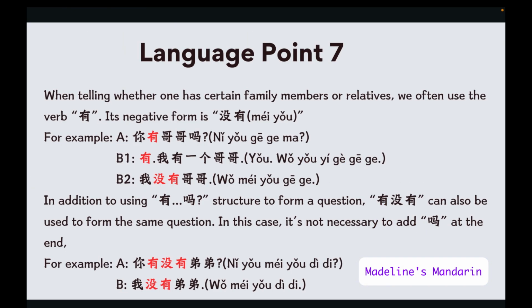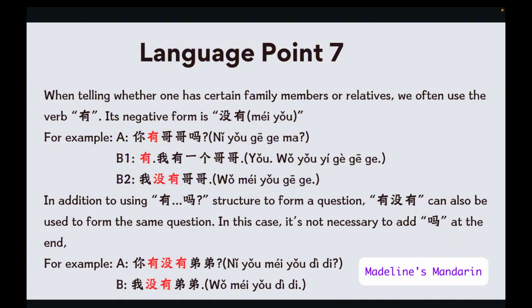Now let's look at our language point 7. When telling whether one has certain family members or relatives, we often use the verb 有. Its negative form is 没有. Remember, we never ever have this word 不有 because we learned that 不 means no. But if we want to say do not have, there's only one word 没有. For example, 你有哥哥吗? Do you have older brother? 有，我有一个哥哥. Yes, I do. I have one older brother. 我没有哥哥. I do not have older brothers.